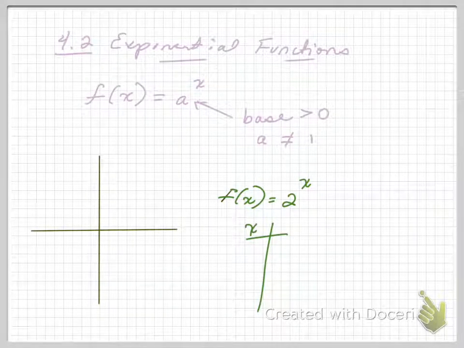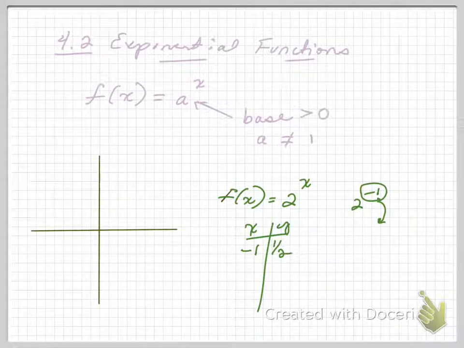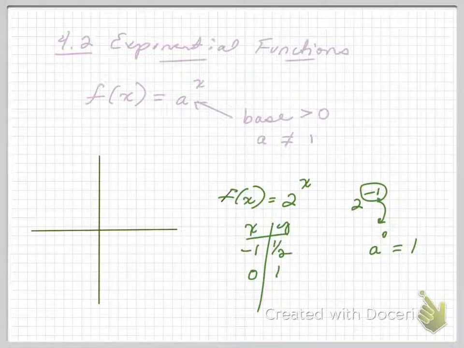So let's let x be negative 1. So then I'd have 2 to the negative 1, which is 1/2. Okay, remember how to make a negative exponent positive, you have to move to the denominator. That was from the review chapter. What if we let x be 0? A to the 0 is defined to be 1. Then we can have 2 to the first power, which is 2, 2 squared, which is 4, and so on.